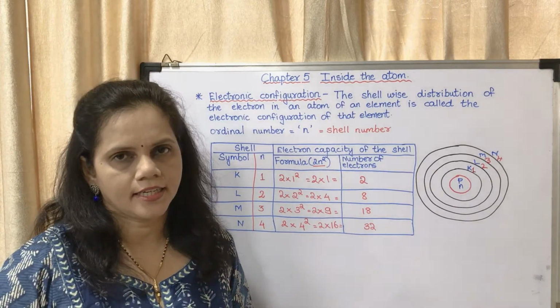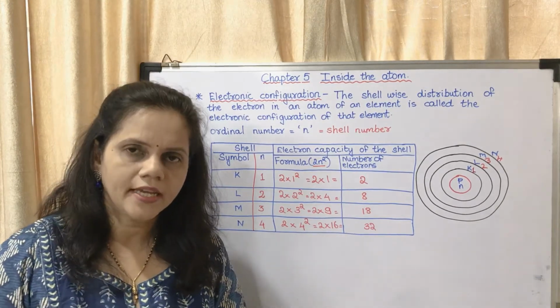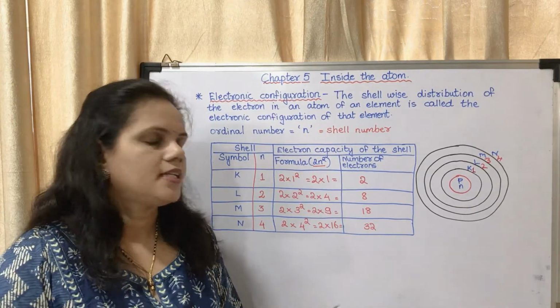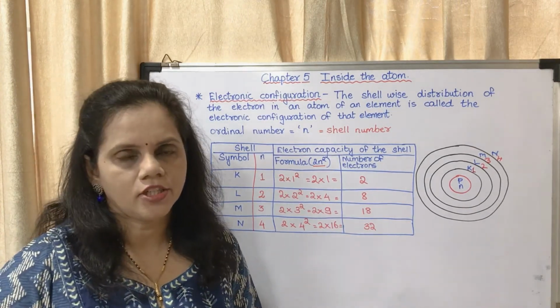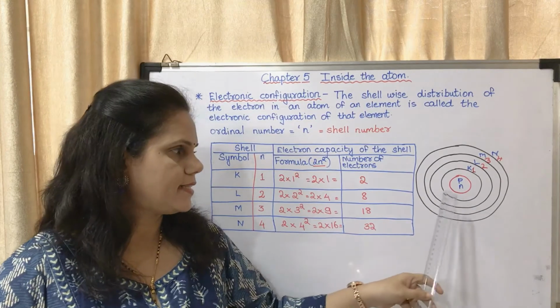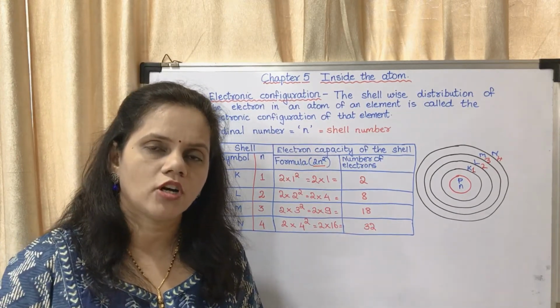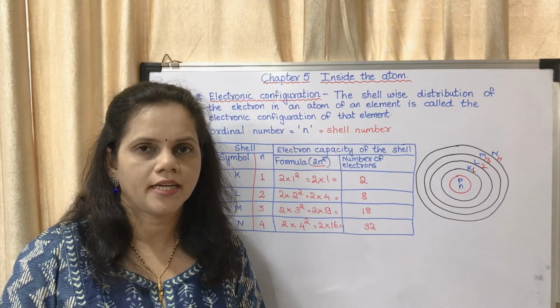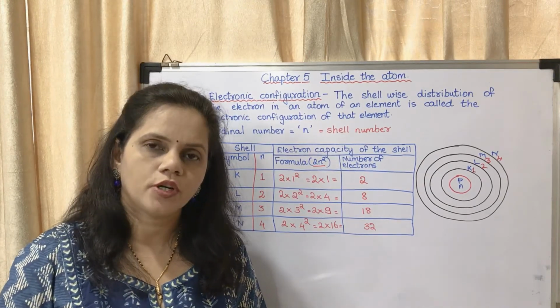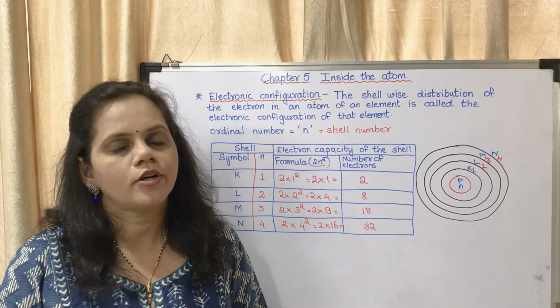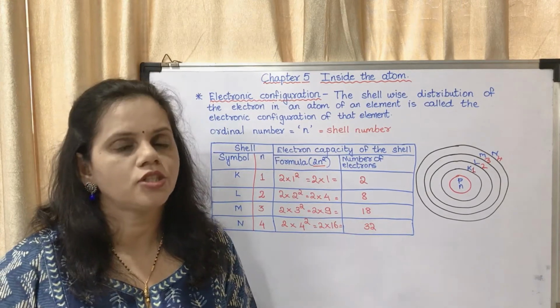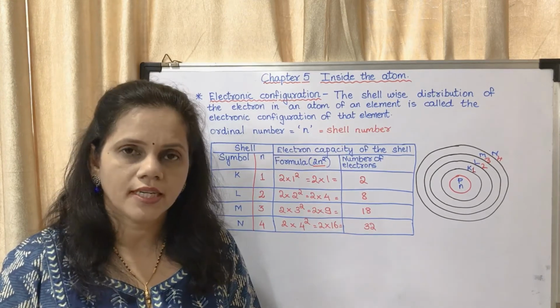It is 32. Okay, so you may see in the structure of an element, there is a nucleus at the center. Here they have shown the nucleus. Inside the nucleus, what are there? What are the subatomic particles in the nucleus? It is protons and neutrons. Protons are positively charged, neutrons are neutrally charged.